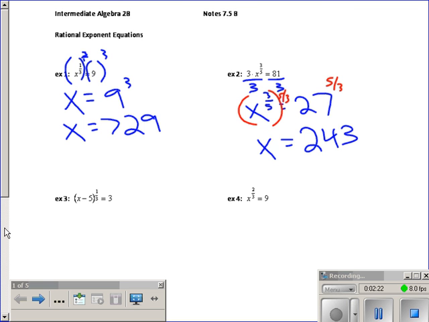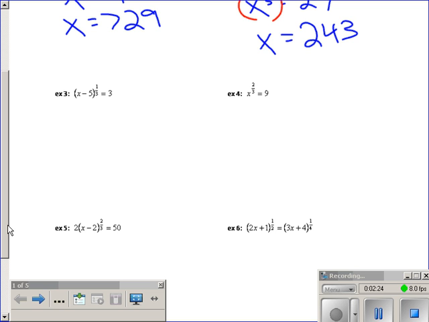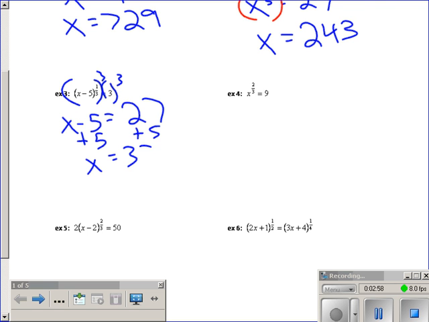Now for example 3, even though we have something in parentheses, we have that raised to a power. So technically, what's being raised to the power is that binomial x minus 5. So we're already at the stage where we want to multiply by the reciprocal. So x minus 5 equals 3 to the 3rd power, which if you use your calculator is 27. Then we just have another one step to this equation. X equals 32.